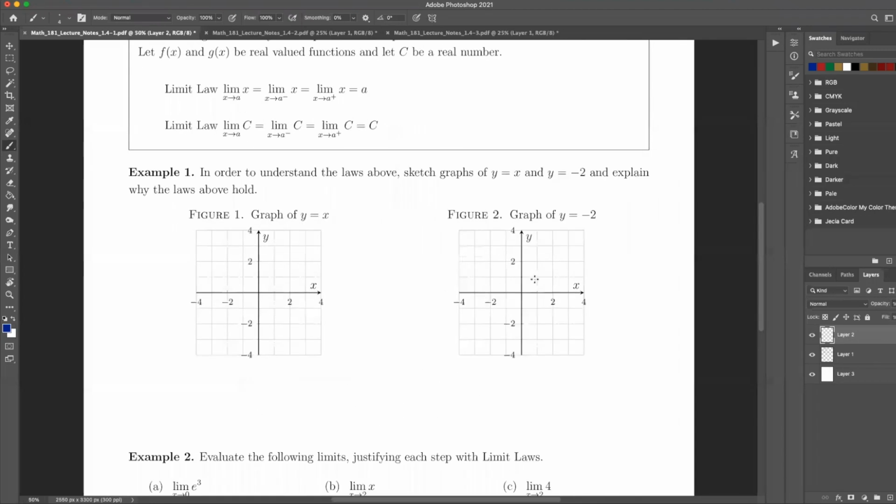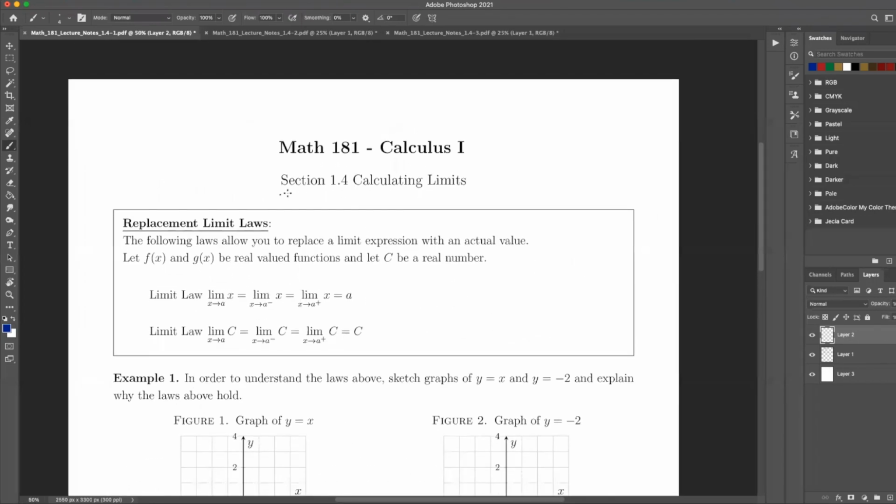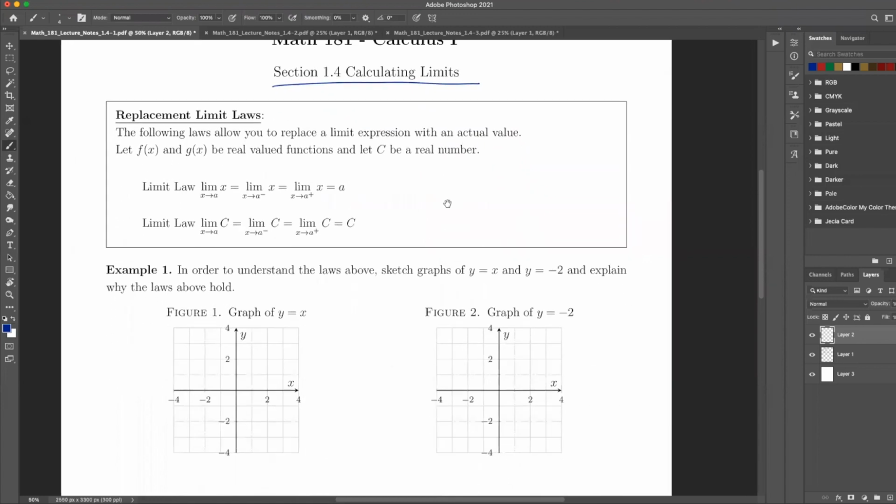So, calculating limit laws. Here we're actually going to start doing stuff algebraically. We're going to start calculating limits using algebra, not just looking at graphs. The following laws allow you to just replace a limit with the actual value. And here we're going to start with really basic things.